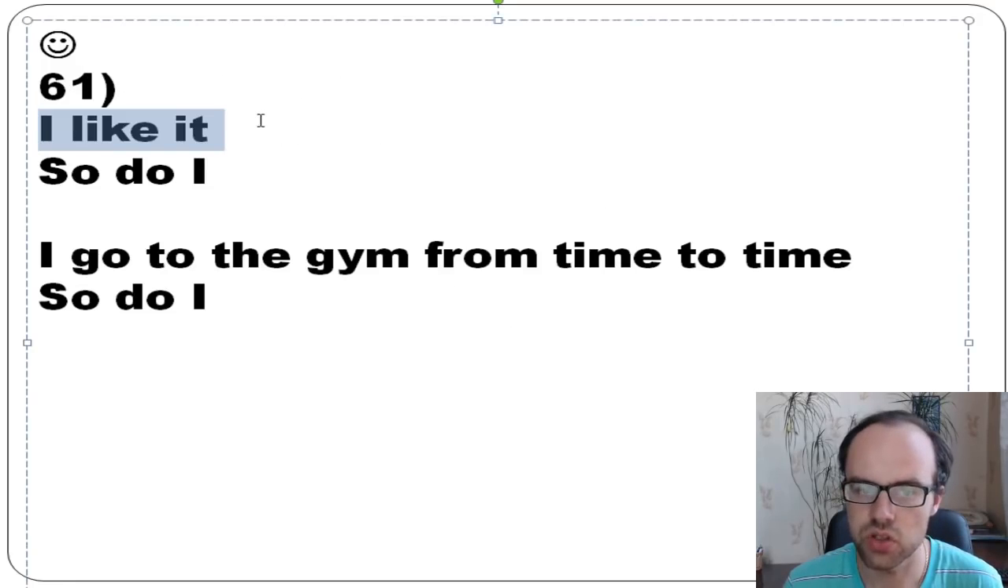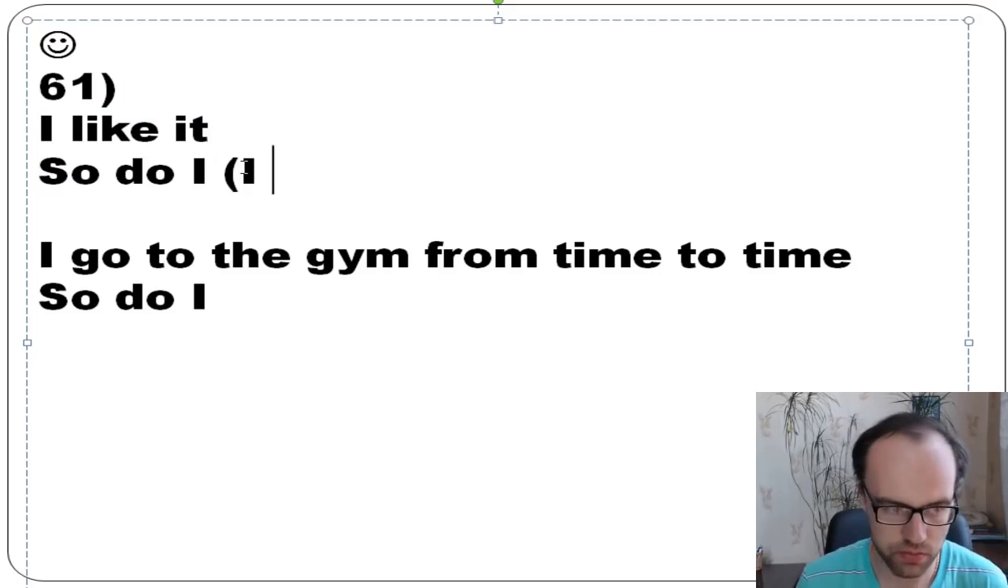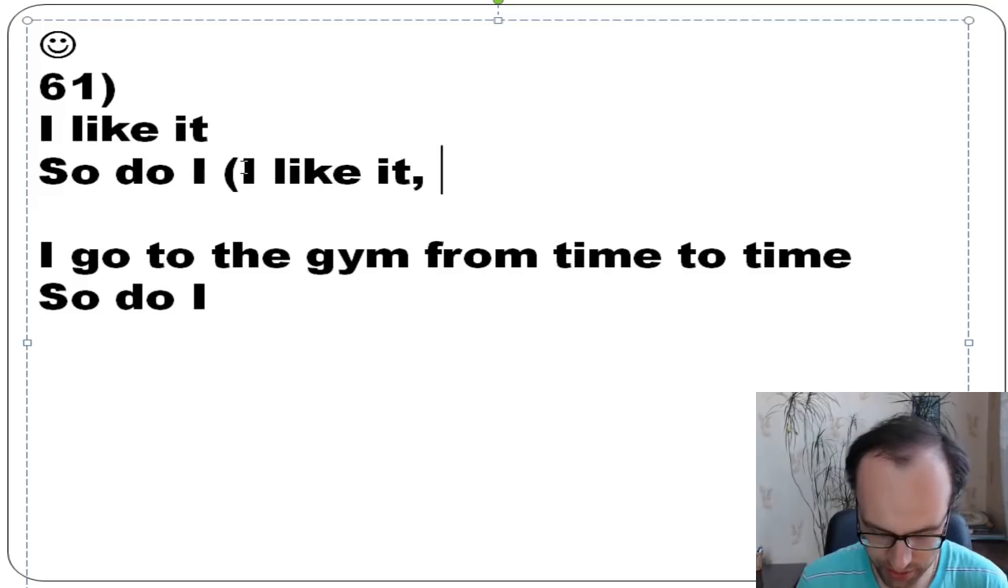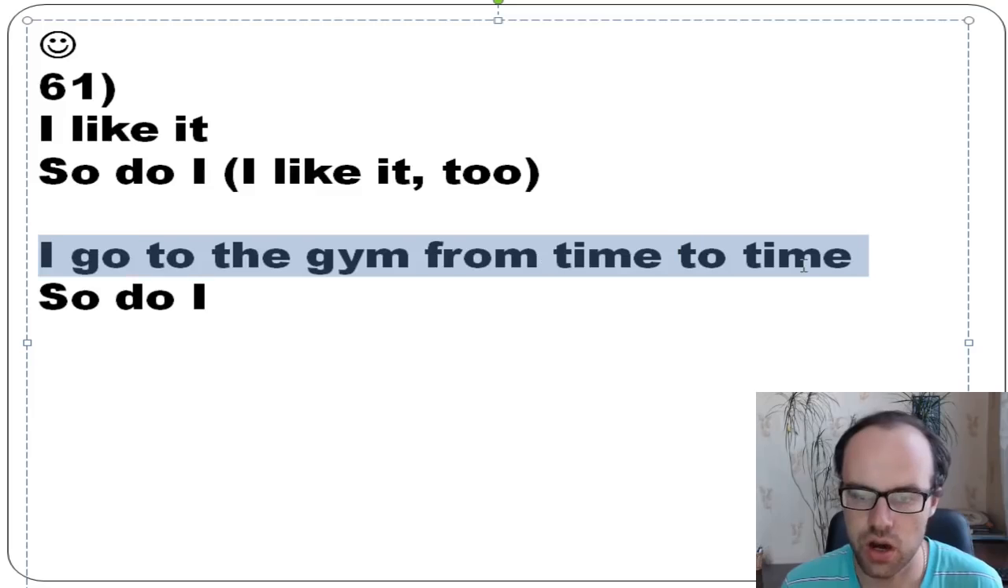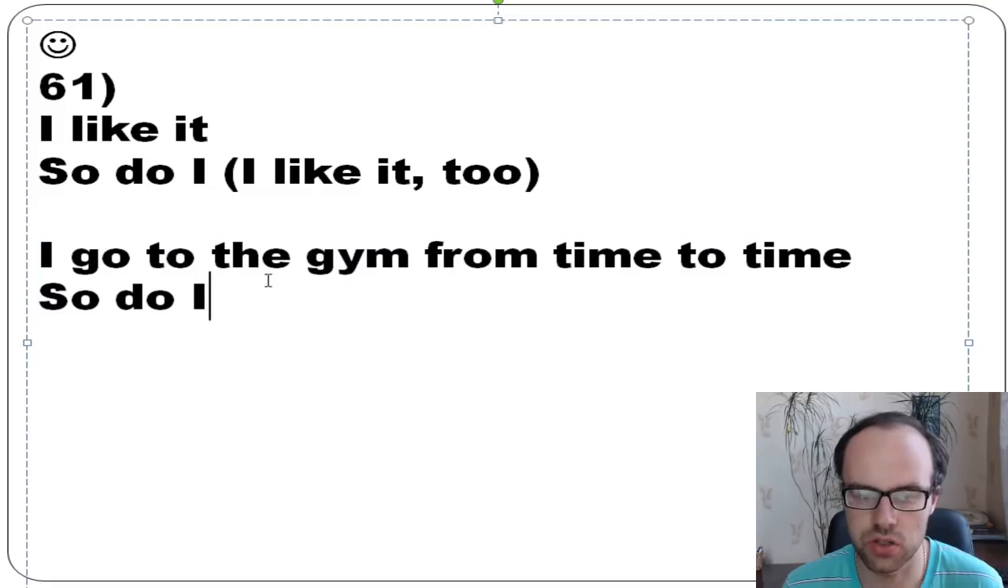Well, next. One more structure. I like it. So do I. It means I like it too. So do I is quite common in English conversations. Well, next. I go to the gym from time to time. So do I. It means I do it too. So I also go there.